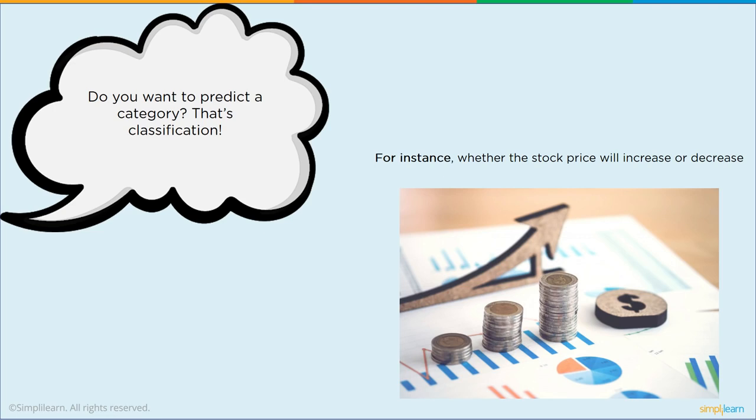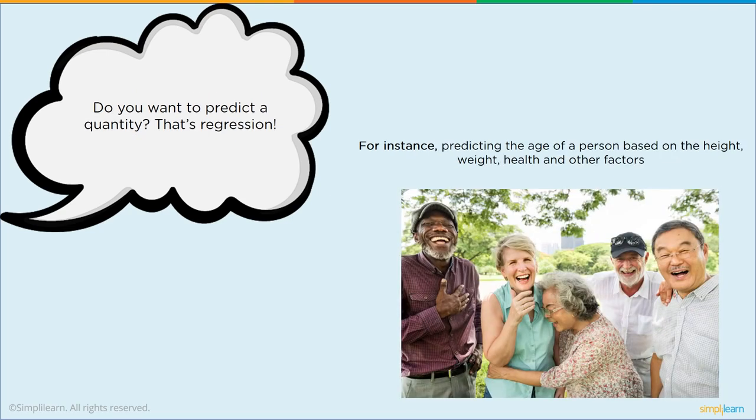This way, it's a yes-no, 0, 1. Do you want to predict a quantity? That's regression. So remember, we just did classification. Now we're looking at regression. These are the two major divisions in what data is doing. For instance, predicting the age of a person based on the height, weight, health, and other factors. So based on these different factors, you might guess how old a person is.